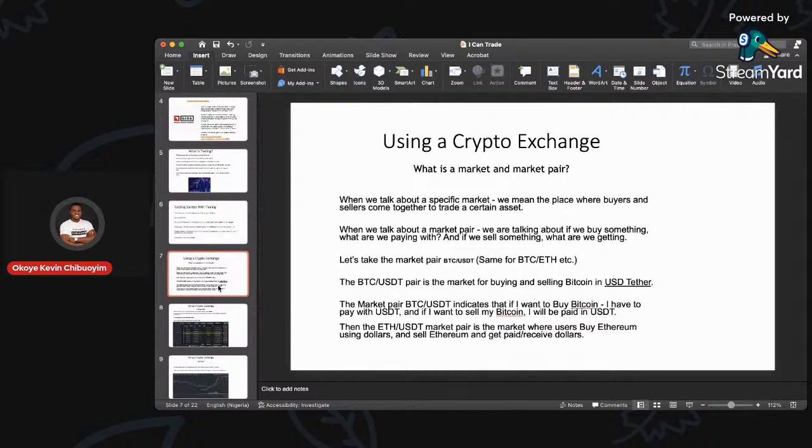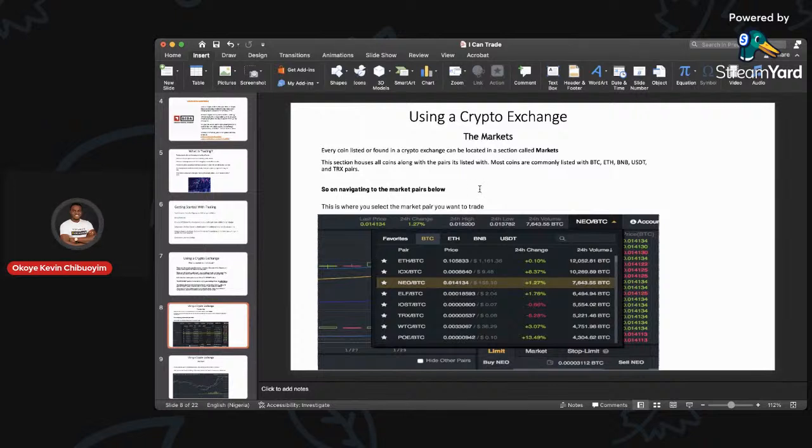But like I said, each of the commodities you find in a marketplace are actually segmented in such a way that it makes the entire marketplace actually fun. And that is what we refer to as the markets proper. Every coin listed on a crypto exchange can be located in a section called markets. So when you go to a crypto exchange, there's always a section called markets. This section houses all coins along with the pairs they are listed with. Most coins are commonly listed with BTC, Ethereum, BNB, USDT, Tron, and the rest of that. So let's navigate a market pair.